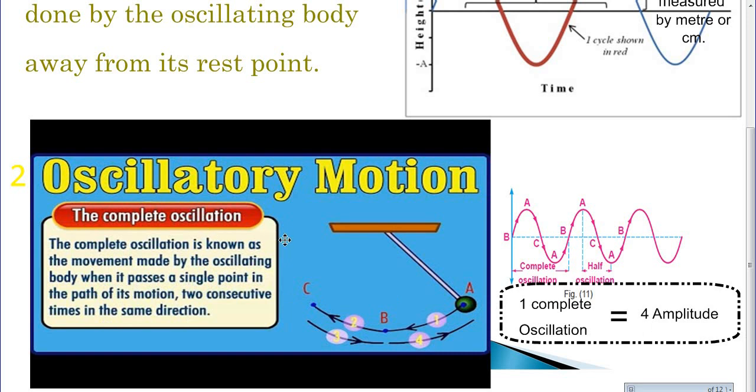If we represent the complete oscillation of oscillatory motion from the graph, we calculate it like this. This axis represents the rest point, as we said. The path from B to A represents one amplitude, then A to C another amplitude, then C to A a third amplitude, then A to B a fourth amplitude, and this is called what? A complete oscillation. So one complete oscillation equals what? Equals 4 amplitudes.